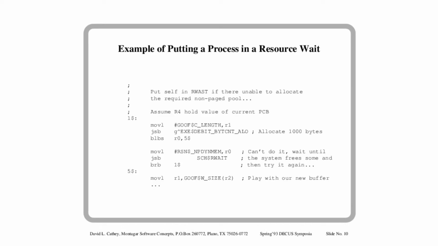We didn't have enough page down in order to do this, and we'll put ourselves into that resource wait state. Then we do the JSB into SCH_WAIT in order to assert that we want to go into a resource wait state. Once memory has been freed up into the non-paged pool, our process will actually get woken up again. So in this case, we just loop back and try to reallocate the memory again. We have to actually remake that test, because just because we came out of the RWAIT doesn't mean that the situation has been resolved. It just means that it's possibly been resolved. Once it's been allocated, we can go through and play with our new memory store.